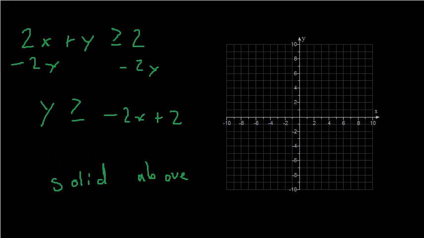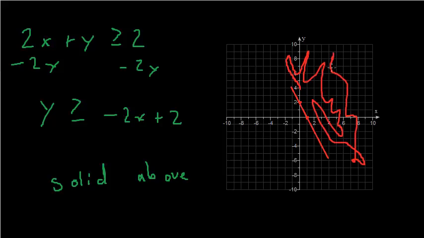So let's go ahead and find that line. My first point is at (0, 2), my y-intercept, and then my slope is negative 2, which means I go down 2 and to the right 1 to find my next point. I'm using a solid line to connect them, and then I will be shading above the line. So I go up here above the line and shade everywhere that is above that line. So this then is the graph of y is greater than or equal to negative 2x plus 2.